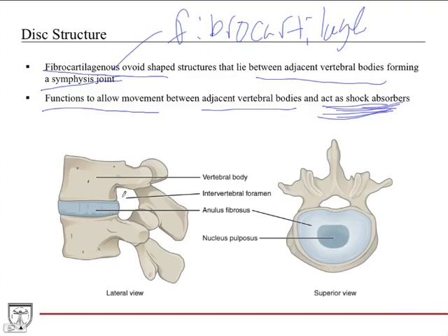Now, what is its function? It allows movement between adjacent vertebral bodies, and the big thing is it acts as a shock absorber. Now, here's a great picture of it. This is a lateral view here, and then here's an axial or superior view of a disc, how it looks between vertebrae.